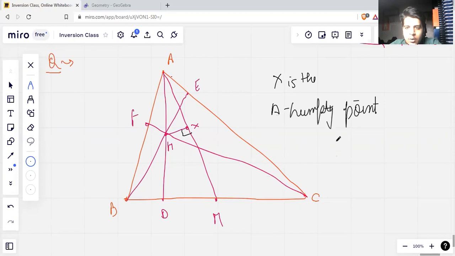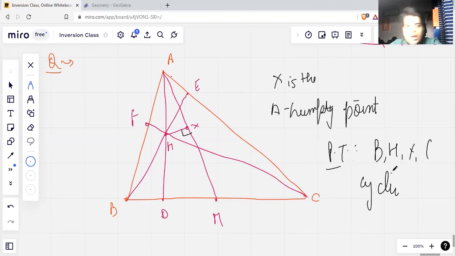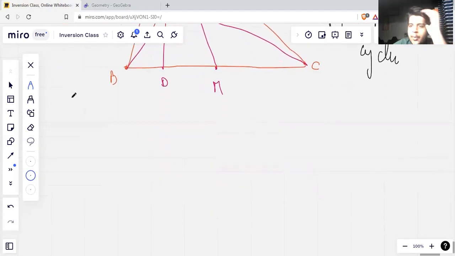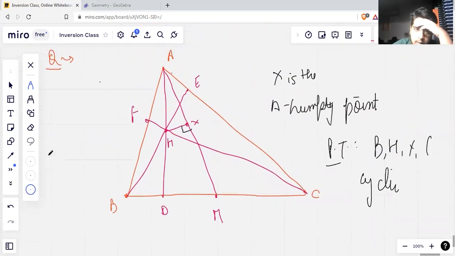The property which here we want to prove is to prove that BHXC is cyclic. There are many proofs of this. It also has a proof by the inversion which we just did, with the radius root of minus HA into HD centered at H. You can try to prove using that. But the idea which I am presenting here is... I'll write it below. I hope you guys have drawn the figure in your notebooks. If not, take a minute and draw the figure.